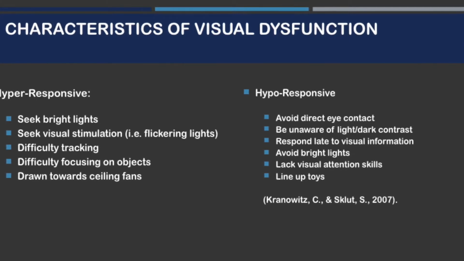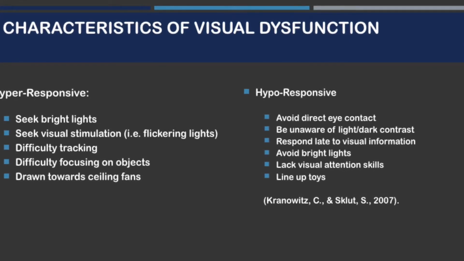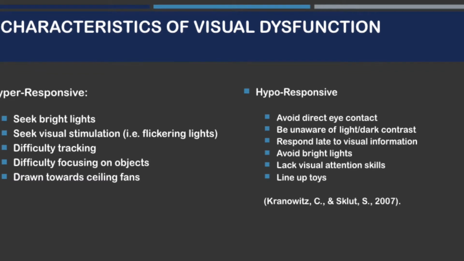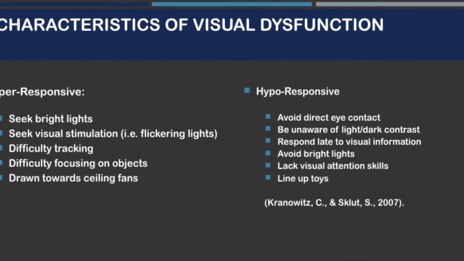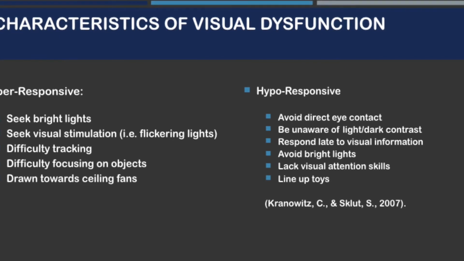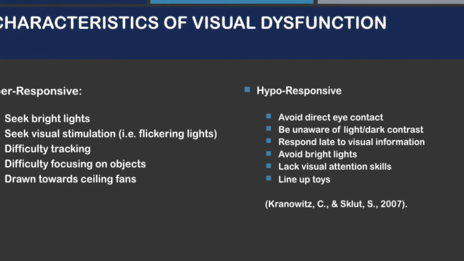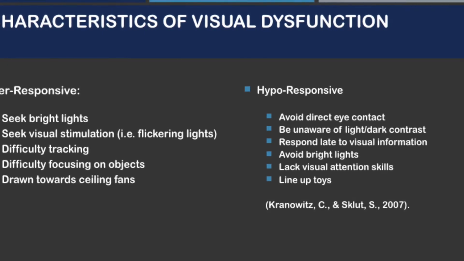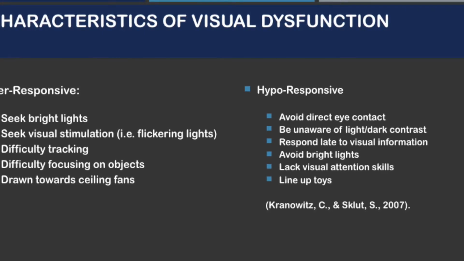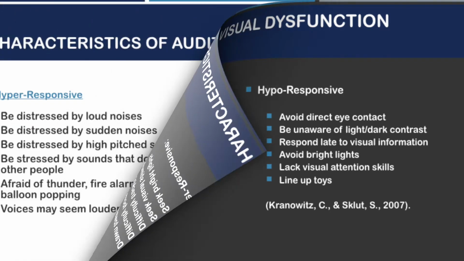Students who are hypo-responsive will avoid direct eye contact, be unaware of light-dark contrast, respond late to visual information, avoid bright lights, lack visual attention skills, and will often line up their toys.